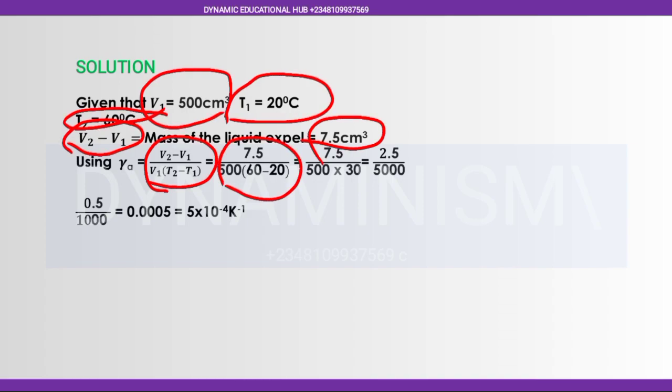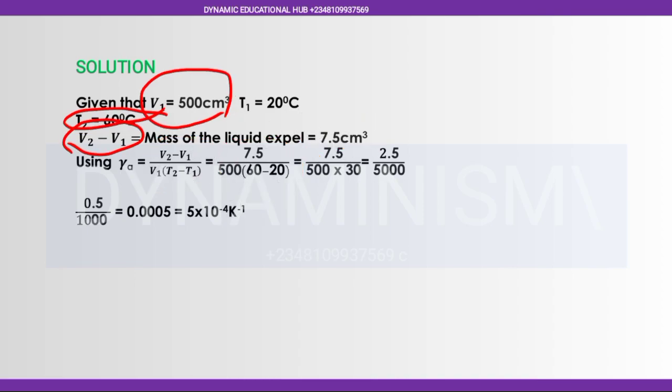That's 7.5 over 500 into bracket 60 minus 20. 50 times. So you have what? 50 times 30 will give you what? Now that's not how I solve it. Divide both sides by what? Divide the numerator by 3. 7.5 divided by 3, you get 2.5. 30 divided by 3, you get what? You get 10. 10 multiplied by 500 you get what?